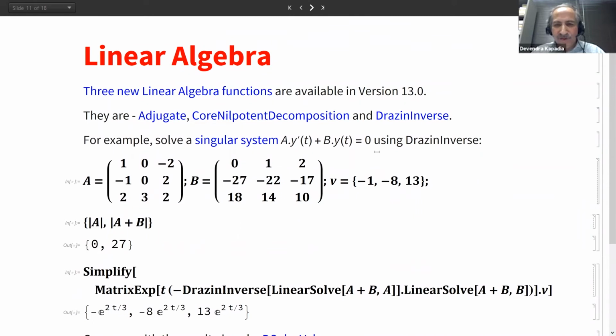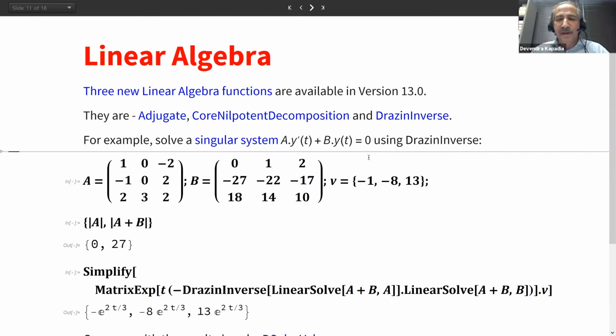Okay, so Drazin inverse is a very useful function. It's a very difficult function. The developer told me that even MATLAB doesn't have it, probably because it's so hard to work in the machine number case. But well done, Jan Mangaldan and Knarik Hovhannisyan, who worked on this.